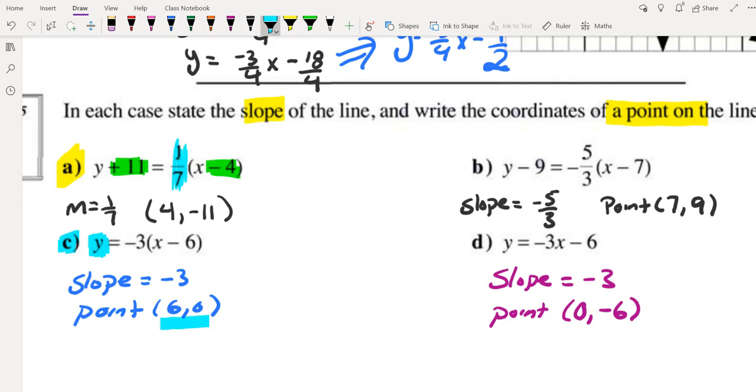Our last equation here is not given in slope point form, but in y-intercept form, right? The coefficient in front of x is our slope, and the -6 represents our y-intercept. So for our y-intercept, our x value is always equal to 0, and our y value is -6.